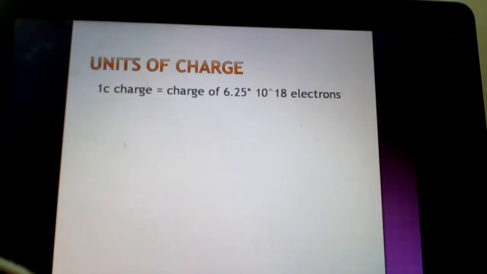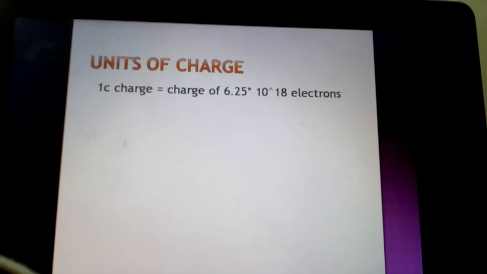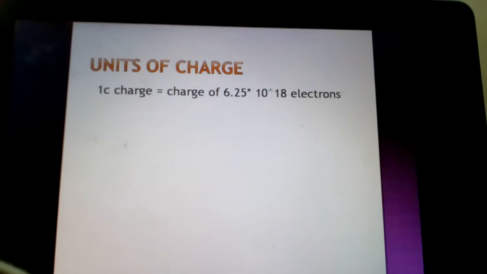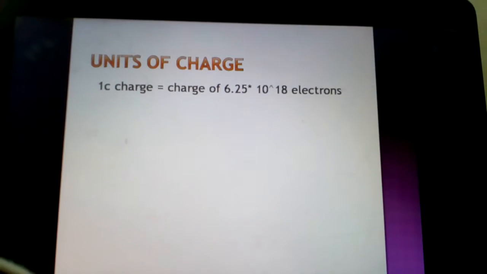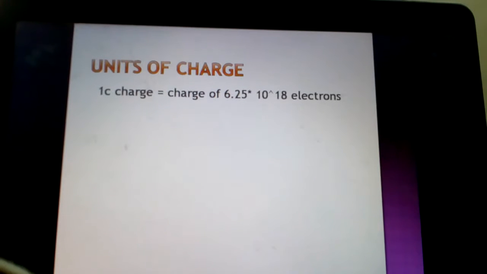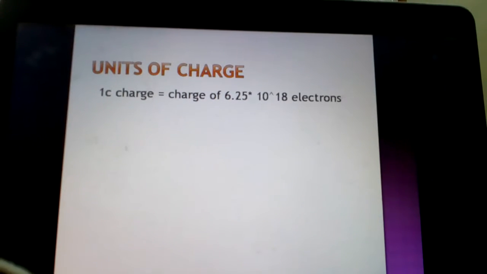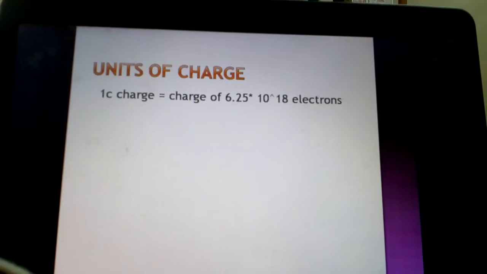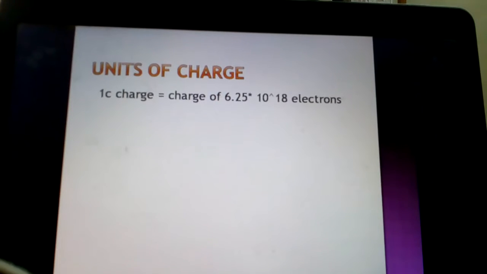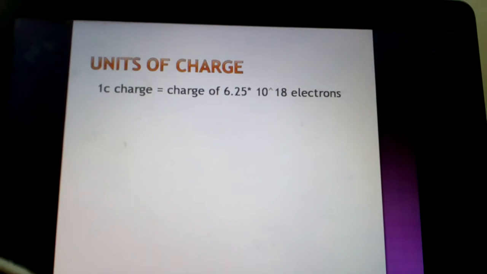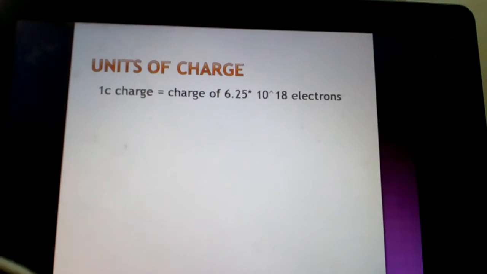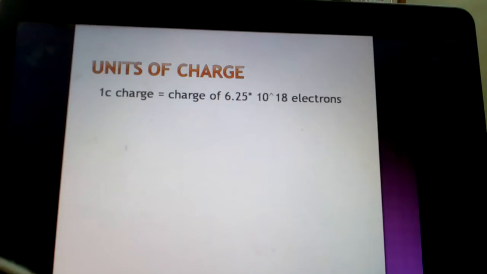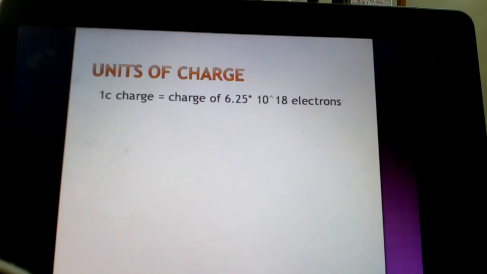Now the units of charge. The SI unit of charge is the Coulomb, named after the scientist Coulomb. One Coulomb of charge is equal to the charge of 6.25 into 10 to the power 18 electrons. Just imagine it. The charge of this many electrons will be equal to just 1 Coulomb of charge.